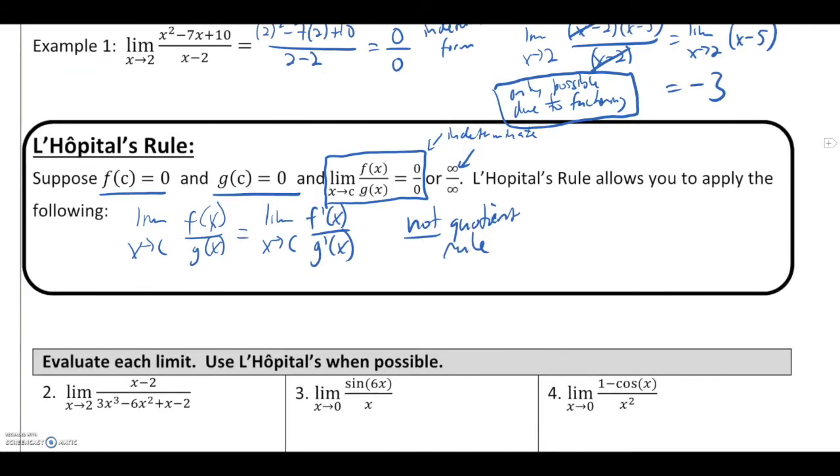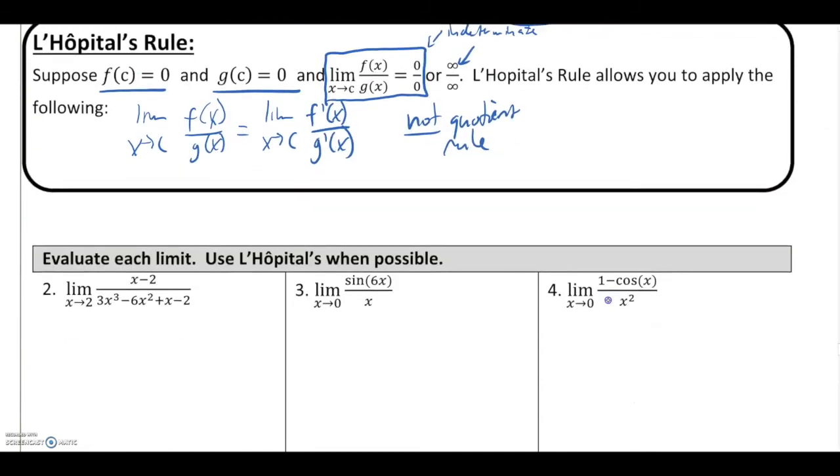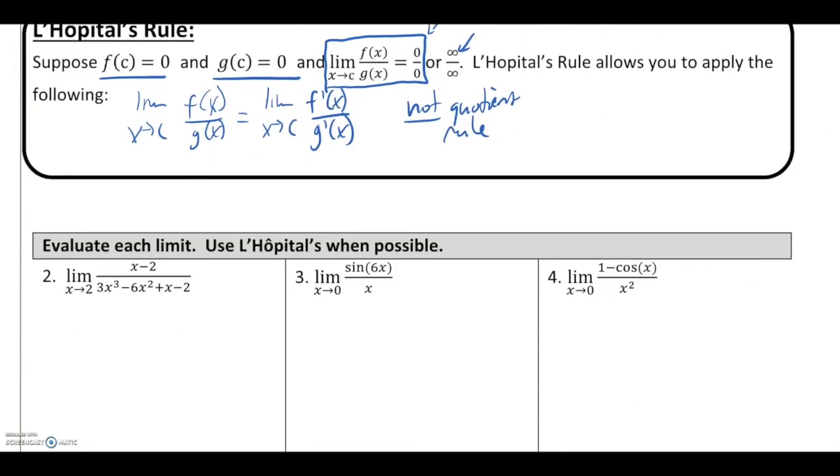So picking up with this new rule, this L'Hopital's rule, we're going to evaluate each limit and use L'Hopital's when possible. The big thing is continue to try direct substitution first. So in this case, trying to evaluate this limit as x approaches 2, for the x minus 2 in the numerator, we'll get 2 minus 2. 3 times 2 cubed minus 6 times 2 squared plus 2 minus 2. That will yield 0 over 0, which is my indeterminate form. So we're going to try this one by using L'Hopital's rule. I could try factoring, but especially with that cubic on the bottom, that might take a little bit more time.